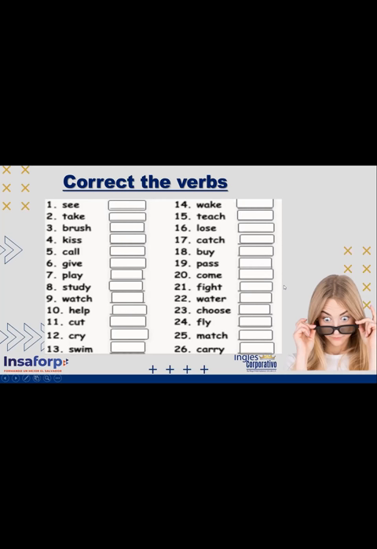Sees. Sees, okay, we're good. Takes? I'm sorry? Do not take. Takes, yes, very good. Brushes. Brushes. Go ahead. Kisses. Kisses. Okay.